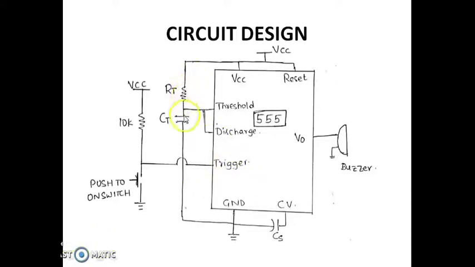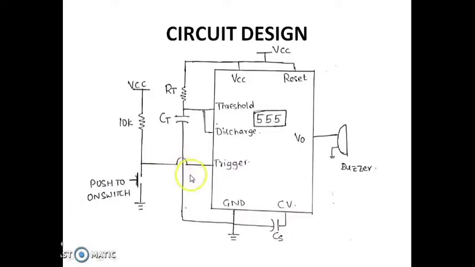This is RT and CT. As you already know the basics and the connections of the monostable multivibrator, I won't explain much about it. But to aid our application, here we have added the push-to-on switch. So when the push-to-on switch is pushed, VCC will go directly to ground, thus the trigger will become 0, that is, it will be less than VTL.